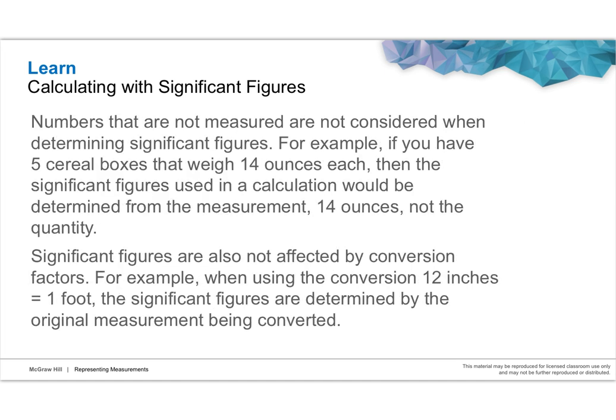It's also important to talk about what qualifies as a number that needs to have significant figures considered. So, first of all, numbers that are not measured are not considered when determining significant figures. So, we have an example here that if we have five cereal boxes that weigh 14 ounces each, the significant figures used in the calculation would only be determined from the actual measurement of 14 ounces, not the quantity. So we can think of it as discrete numbers or counted values. Those ones are not considered in sig fig calculations.